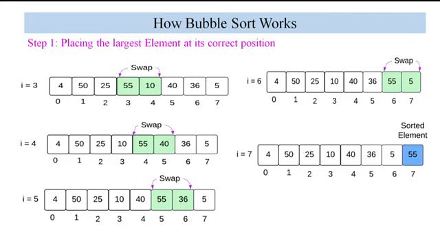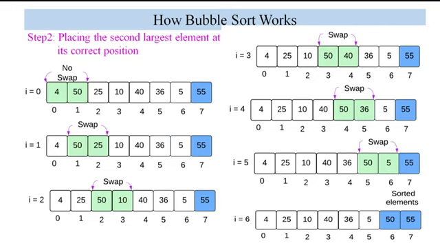So what will we do? We will again repeat the same process in the next pass, that is, we will compare the first element with the second, the second with the third, the third with the fourth, and accordingly swapping will be done if required, and we will do this up to the n minus 1 position, that is index number n minus 2. And after doing this, the second largest element will be placed at the second last position.